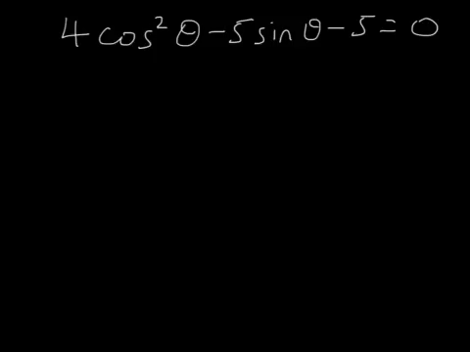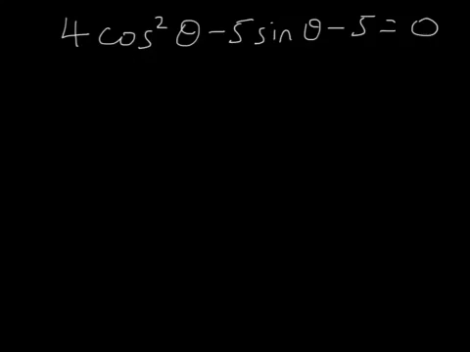This video really just puts together a number of things that we've done already. It's hard to trick equations. Here we've got 4 cos squared theta minus 5 sin theta minus 5 equals 0. And we've got a mixture of cosine and sine. It's much easier to solve this if we get everything in terms of either sine or cosine.